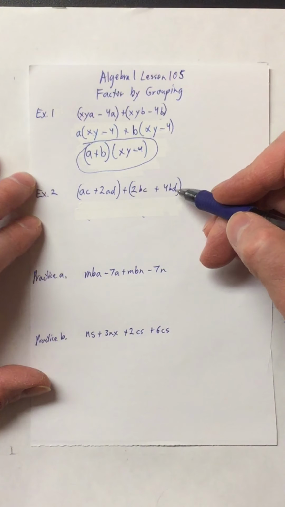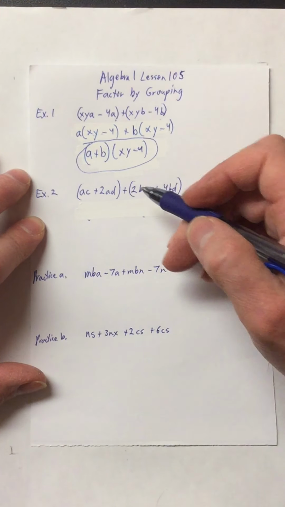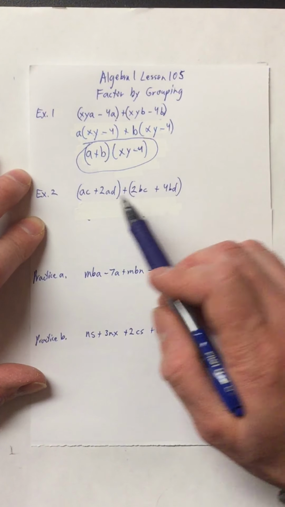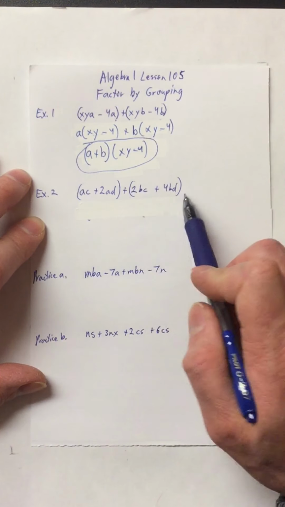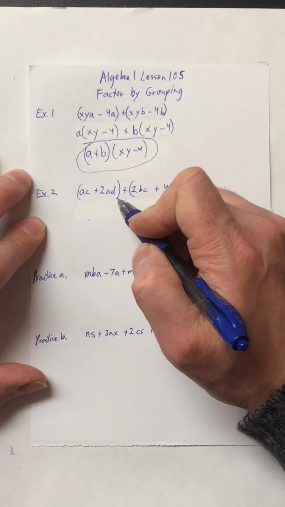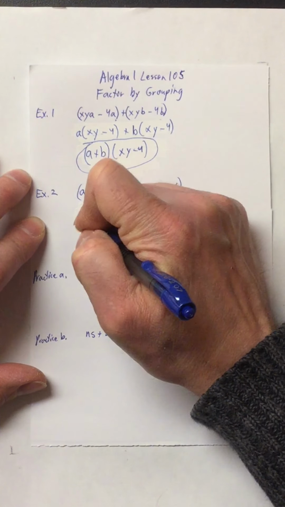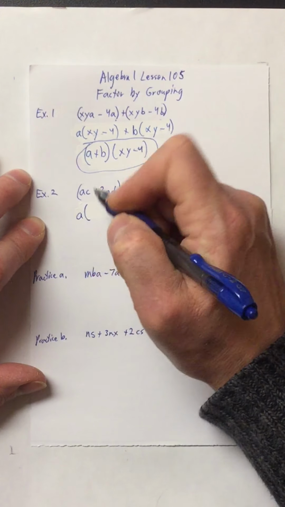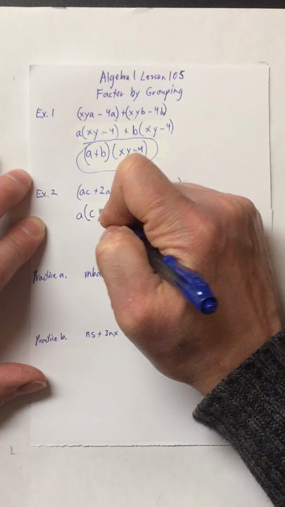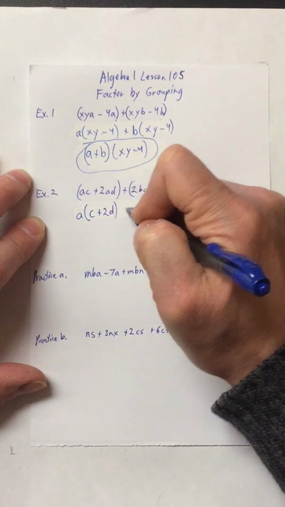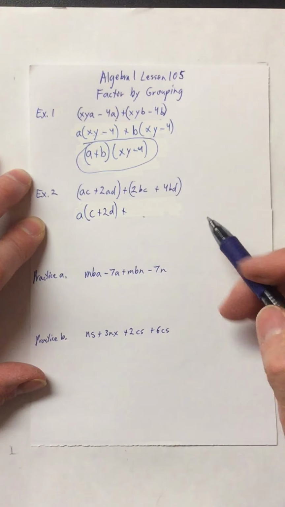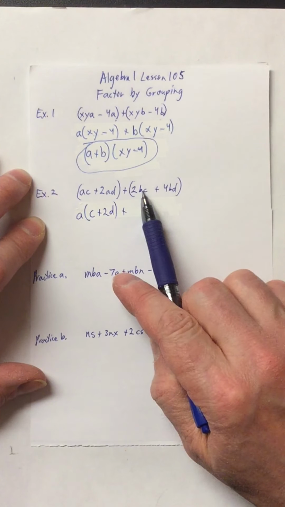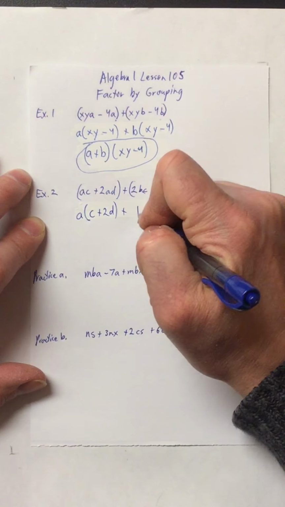Let's look at the second example problem. Once again, the easiest way to group them is to take the first two and then the last two. If we take the first two together, what do they both have in common? They both have an a. So let's factor out an a. We're left with c plus 2d. The second part here, what do they both have? They both have a b. So we put that there.